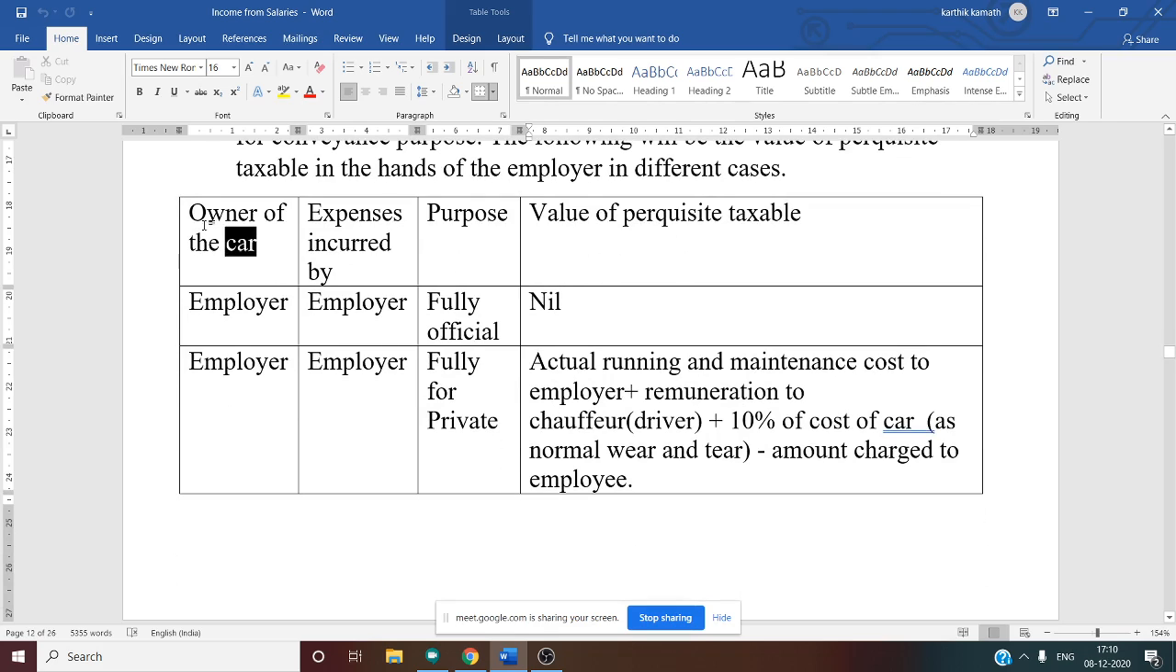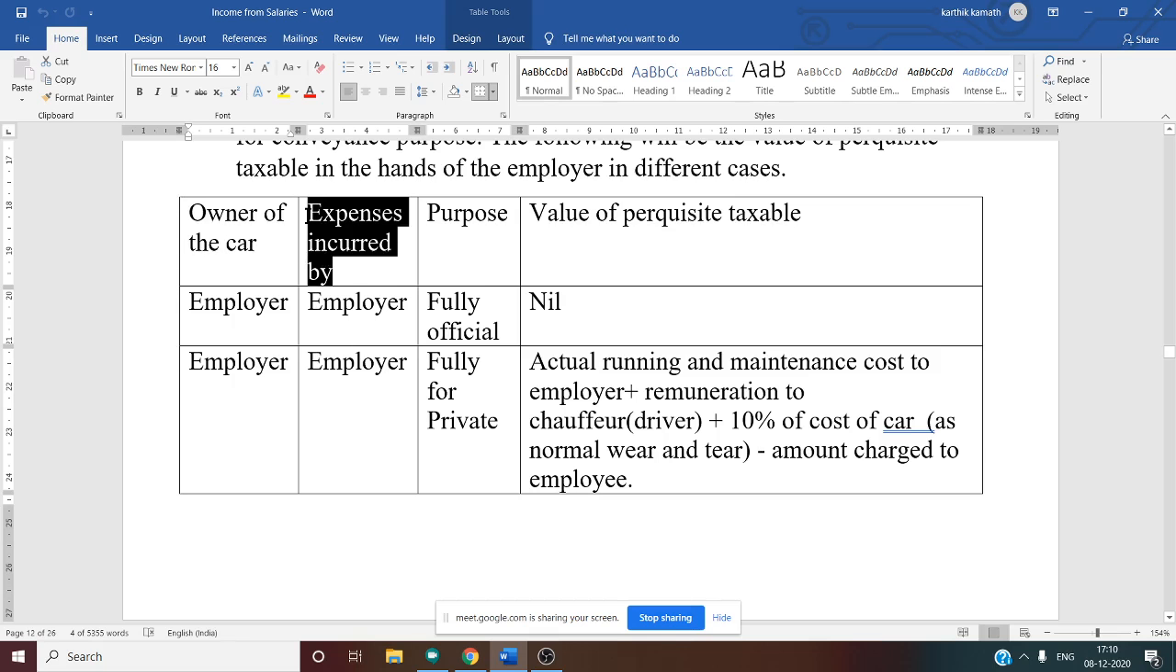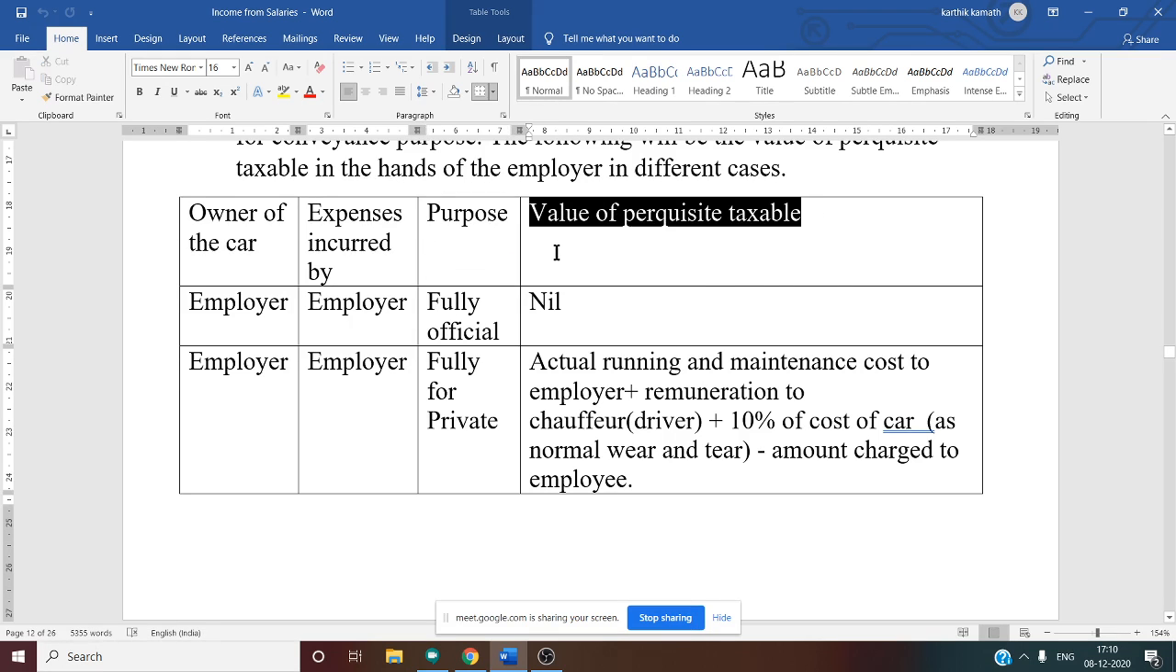One is the owner of the car. Who is the owner? That is very important, whether it is employer or employee. Then expenses incurred by whom, whether it is incurred by employer or employee. Then purpose, for what purpose the car is used. Then whether there is a taxation on the motor car, that we have to see.